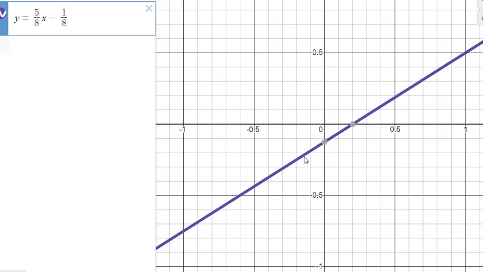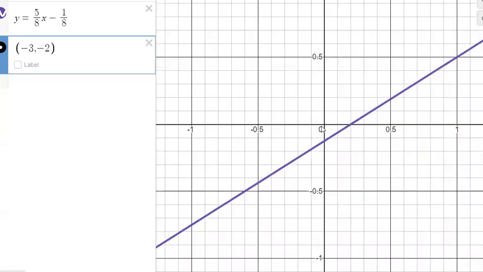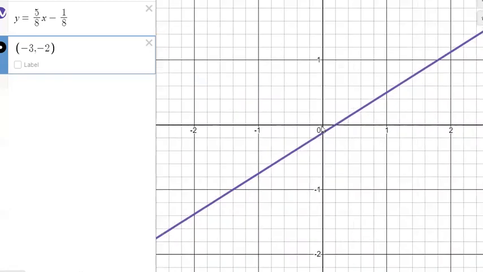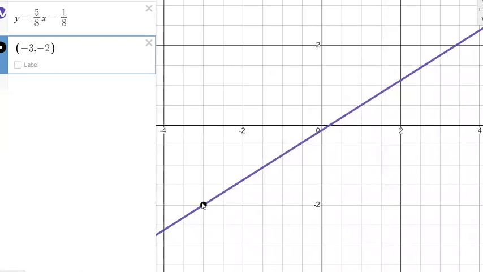Now let's type in the 2 points that it gave us. Negative 3, negative 2. This is going to be a black point. I can't see it right now, so I'm going to zoom out. And there it is, right on the line, as we predicted.